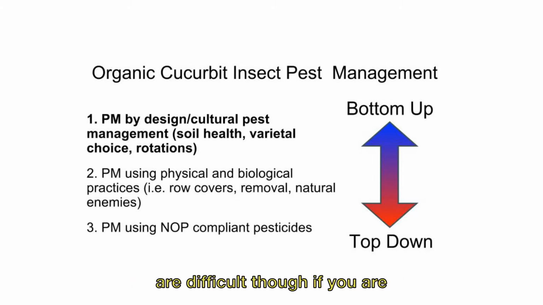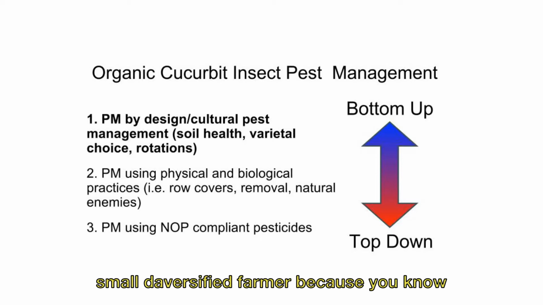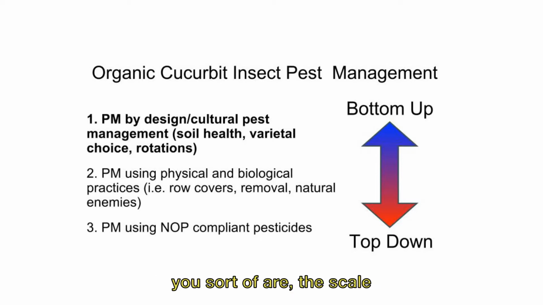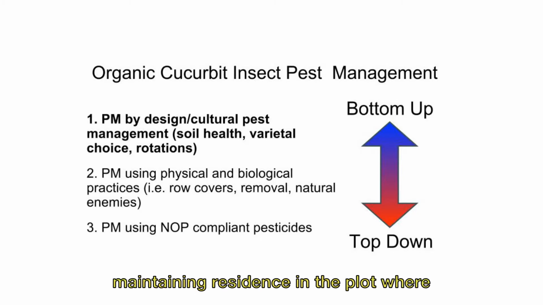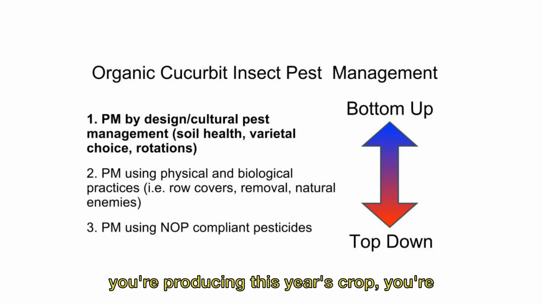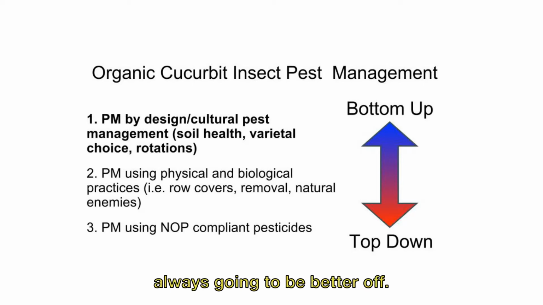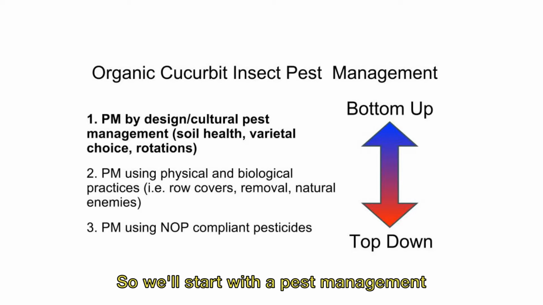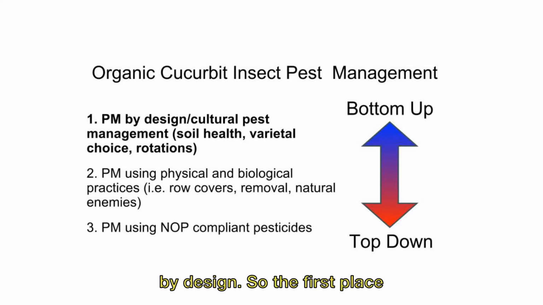Rotations are difficult, though, if you are a small diversified farmer, because the scale at which you're rotating is usually in the maybe tens or hundreds of yards, not the thousands or 10,000s of yards. And many of these insects can move quite some distance. But still, if you can keep them from maintaining residence in the plot where you're producing this year's crop, you're always going to be better off.